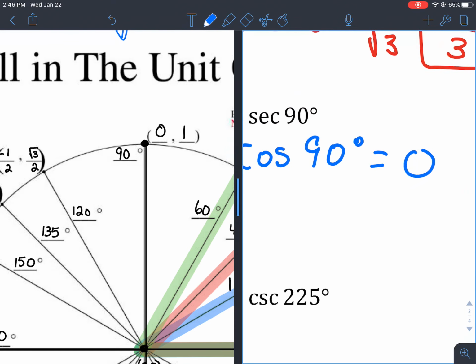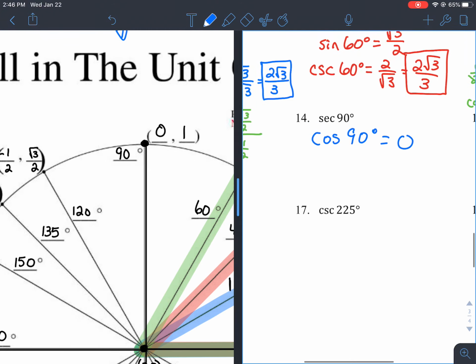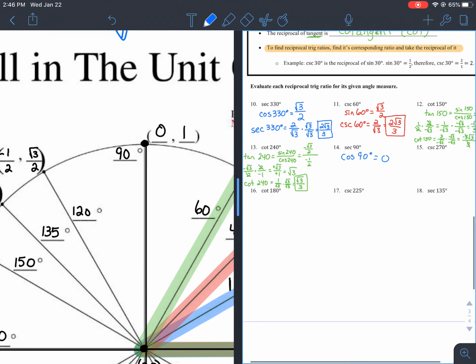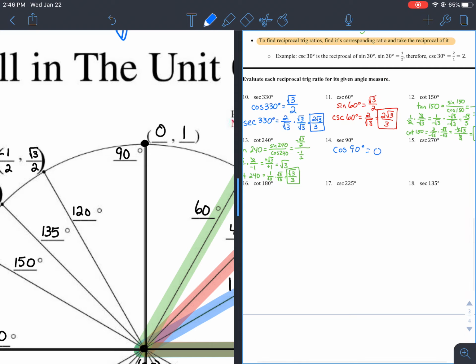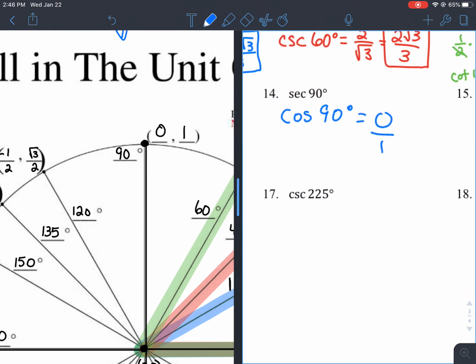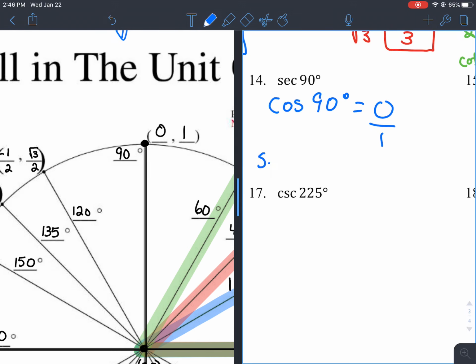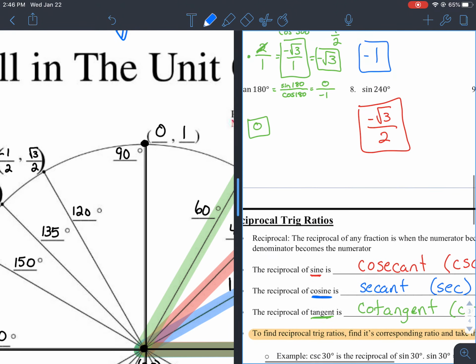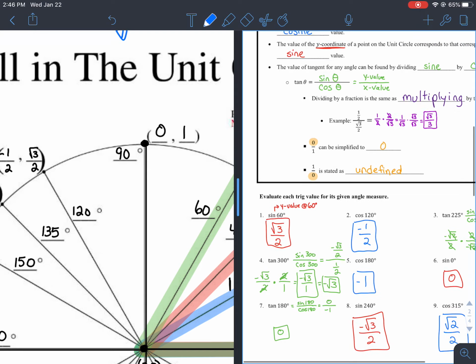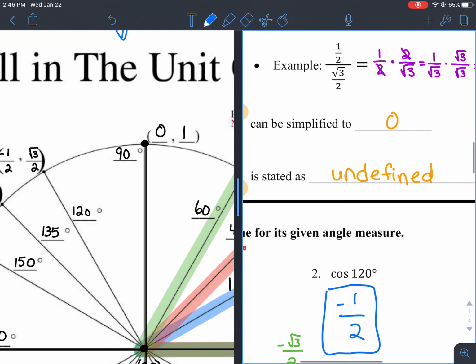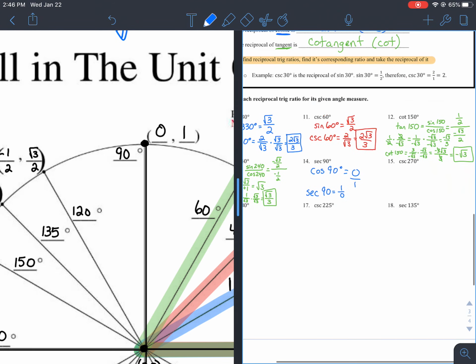Now, we want to be thinking about what the reciprocal of 0 is. So 0 as a fraction would just simply be 0 over 1. Therefore, if I want the secant, I want the reciprocal. So that's going to be 1 over 0. And as we discussed in our lesson yesterday, anytime 0 is on the bottom, that is undefined.